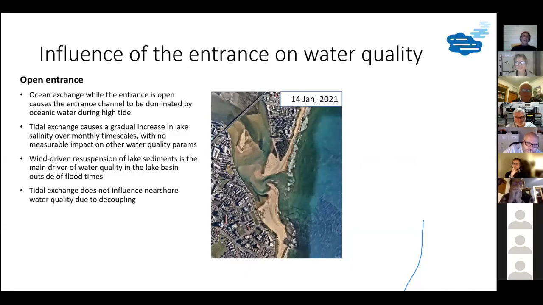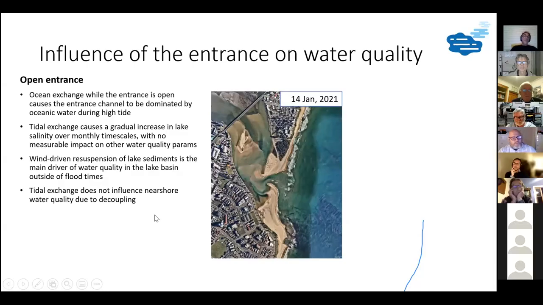And I told you before about this concept of decoupling between the lake basin and that nearshore zone. People will probably be well aware of the fact that on a windy day, the nearshore zone can be quite clear and calm, whilst out in the lake basin there are large waves and the water is very cloudy. That is basically due to that decoupling and the dampening effect of the seagrass and the rack barriers on that wave energy.